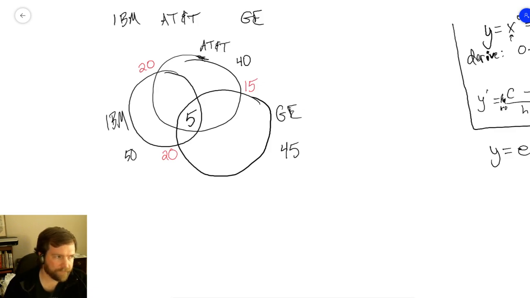Now I'm wondering, since I don't actually know, since I have not done this problem, literally, when it says 20 own shares in both IBM and GE, is that double counting? So are we talking that this is what they mean? Or do they mean exclusively? Are we only talking about the people who own shares in just IBM and GE and not AT&T? So you have to be careful about this.